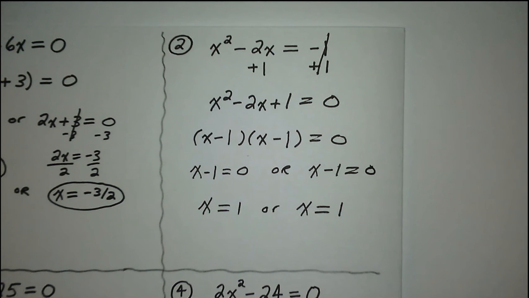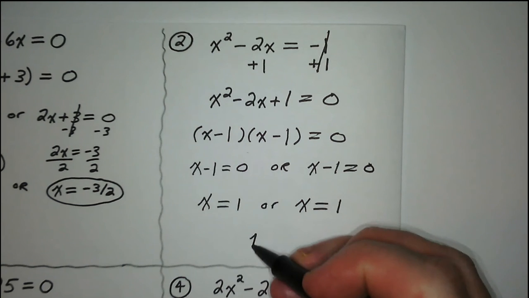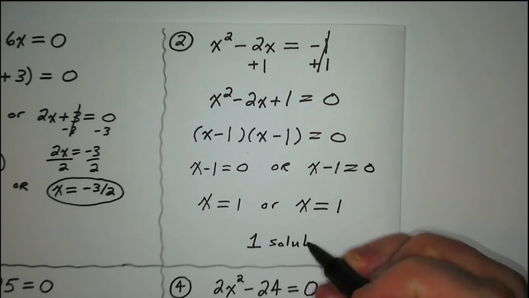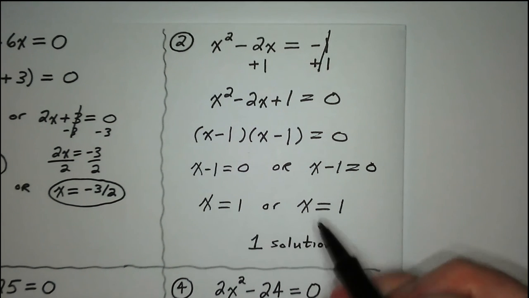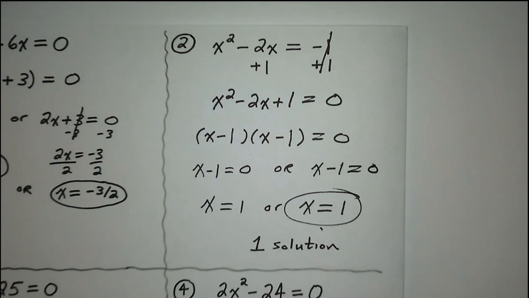So here's that plot twist I was warning you about, okay? This example is actually an example where there's only one solution, which is x equals 1. There's not actually two solutions. There's only one solution because we got that same answer twice. So it is possible for a quadratic equation with a power 2 to only have one answer.